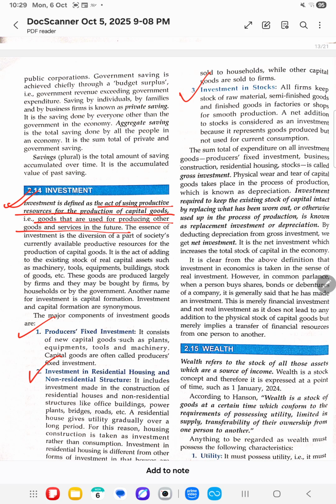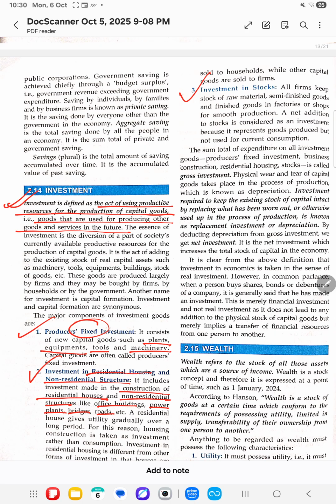Okay, so now we have the major components of investment goods. First is producers' fixed investment. So here, what comes under fixed investment? Plants, equipments, tools, machinery. So when you're investing in these type of goods, it is called fixed investment. What is residential housing and non-residential structure investment? This is easy because when you're investing in the construction of a residential house or non-residential structure like office building, power plants, bridges, roads, etc., then it comes under this category.